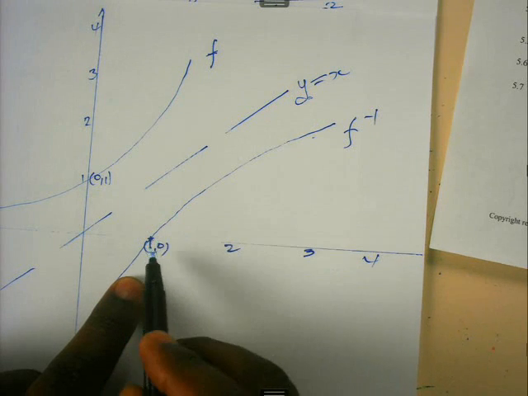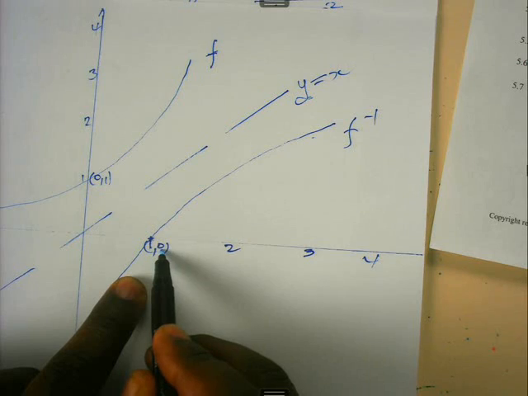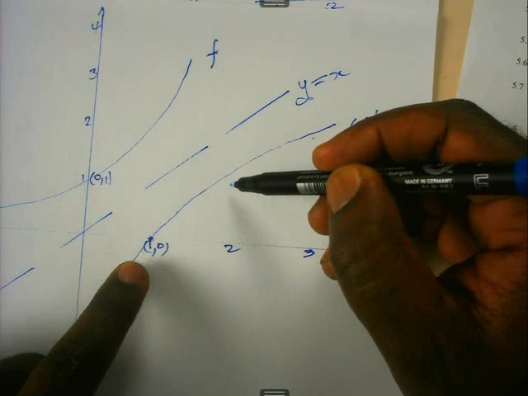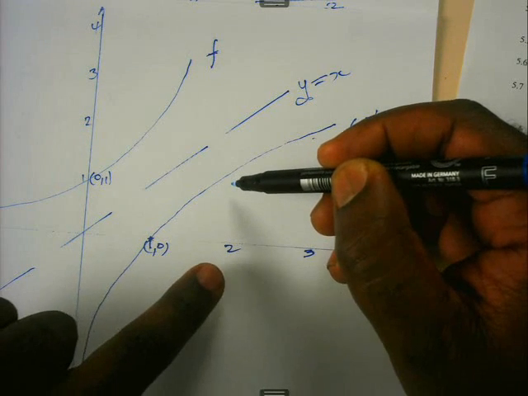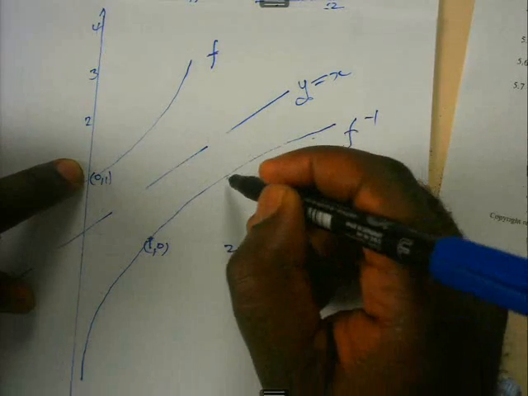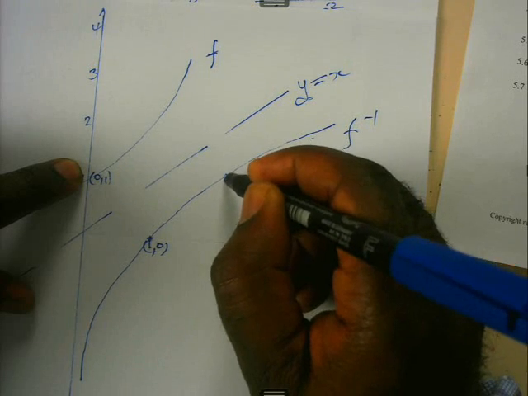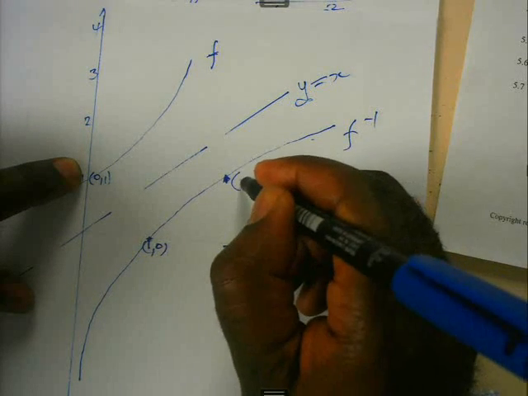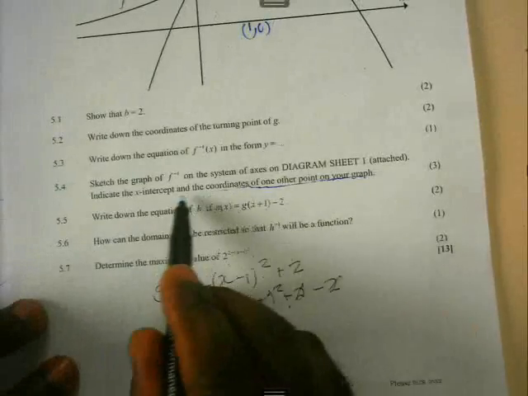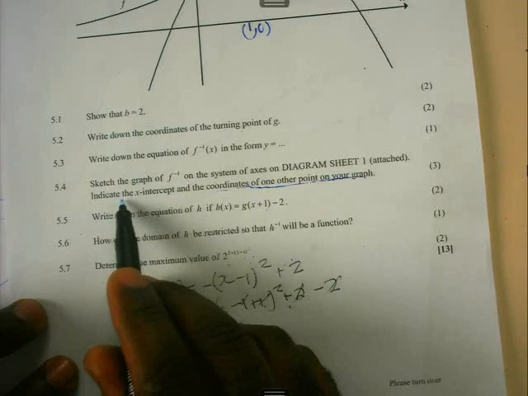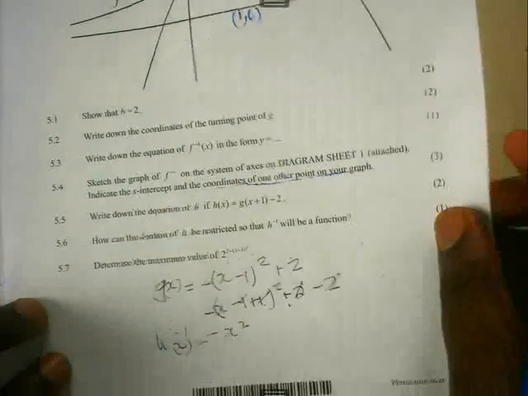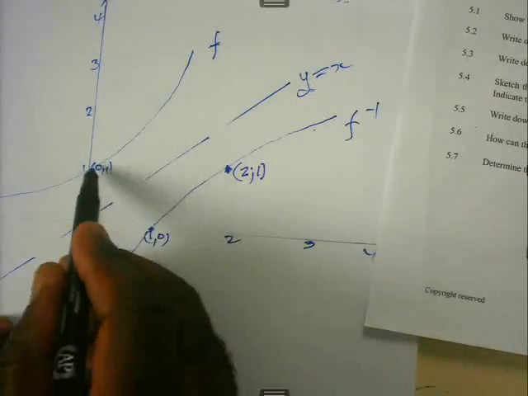Let's come back here. When you look at the coordinates 1 and 0, 0 is 1 less unit than the x coordinate. So if I'm going to indicate another point on the graph, that point must have an x coordinate which is greater by 1 unit than the y coordinate. So if I take this one for an example, the coordinates at this point should be 2 and 1, which answers that. It's because it has specifically said indicate the x-intercept. We have already answered that, and the coordinates of another point on the graph.